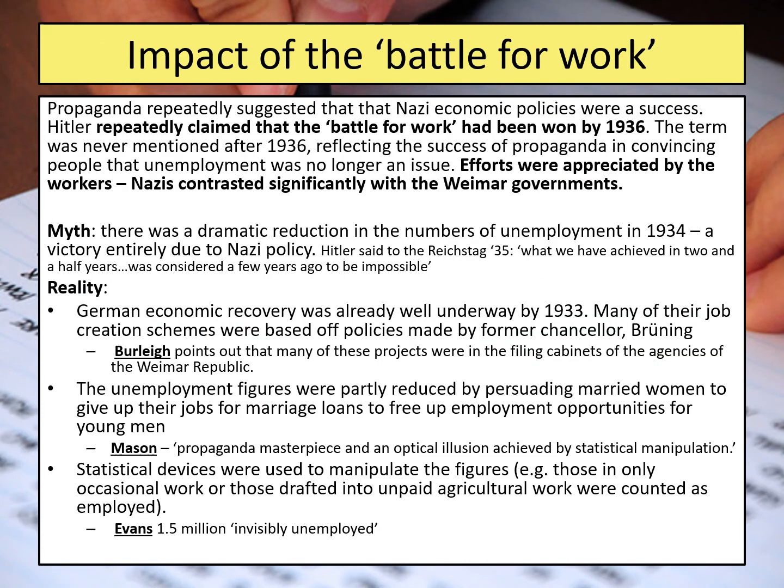So we've just mentioned that the Nazis cheated a bit. Essentially, in propaganda, they claimed that they had won the battle for work by 1936. They don't even mention that term again after 1936, which reflects the success of propaganda in convincing people that unemployment was no longer an issue. The efforts were generally appreciated by the workers. People felt that actually the Nazis had delivered on their promises, provided work and bread, and therefore the Nazis contrasted significantly and quite positively when compared with the Weimar governments that had had to do things like cutting unemployment pay.